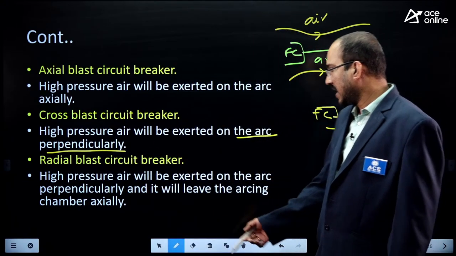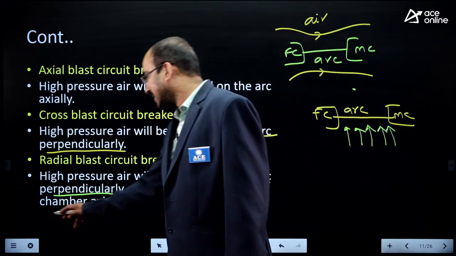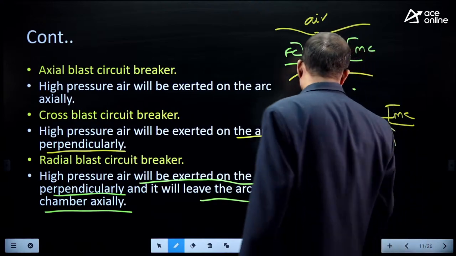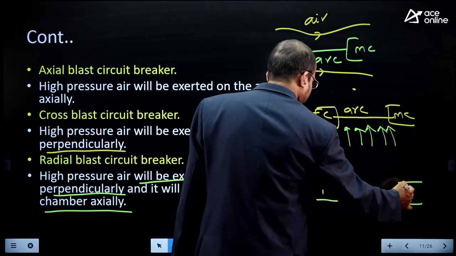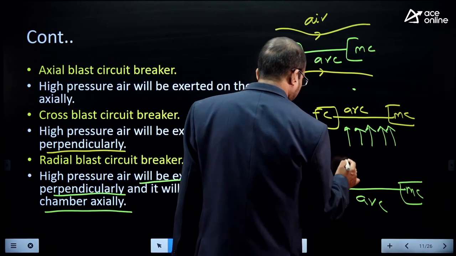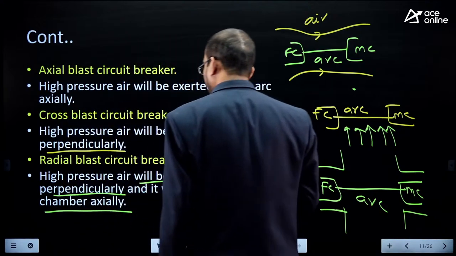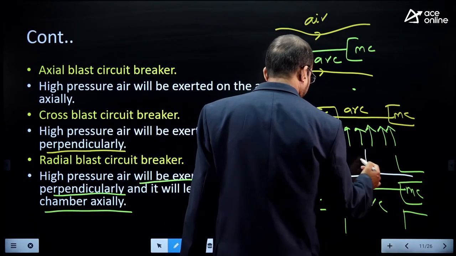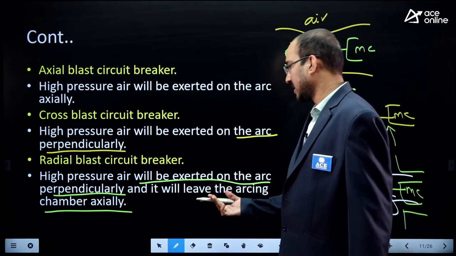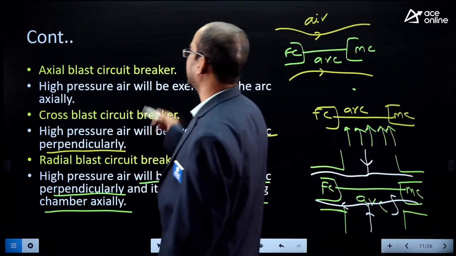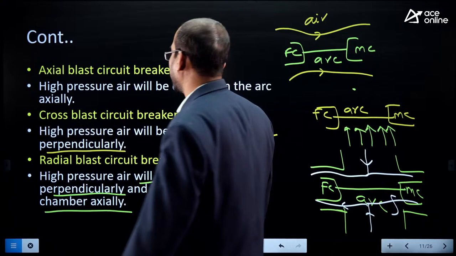Okay, coming to the radial blast. In radial blast circuit breaker, high pressure air will be exerted on the arc perpendicularly, and it will leave the chamber axially. Air will be leaving the chamber axially. Between the fixed contact and moving contact, there will be formation of arc here. In radial blast, air will be blasted in a perpendicular direction across the arc and it will leave axially. So these are the three types: axial blast, cross blast and radial blast. That is based on what? Based on the blast direction.